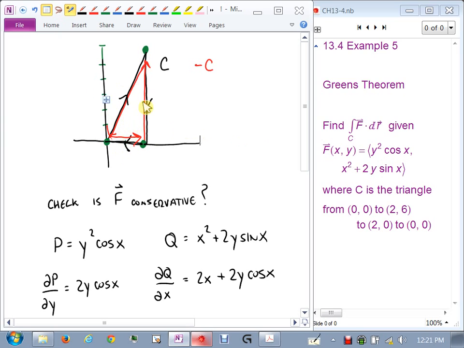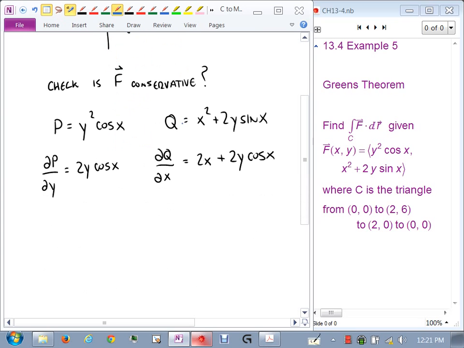So I just need to somehow come up with a way of representing that region. Am I going to be able to represent this region in here, D? Absolutely. Type 1 region, right? It's a type 1 region. So let's write this down.